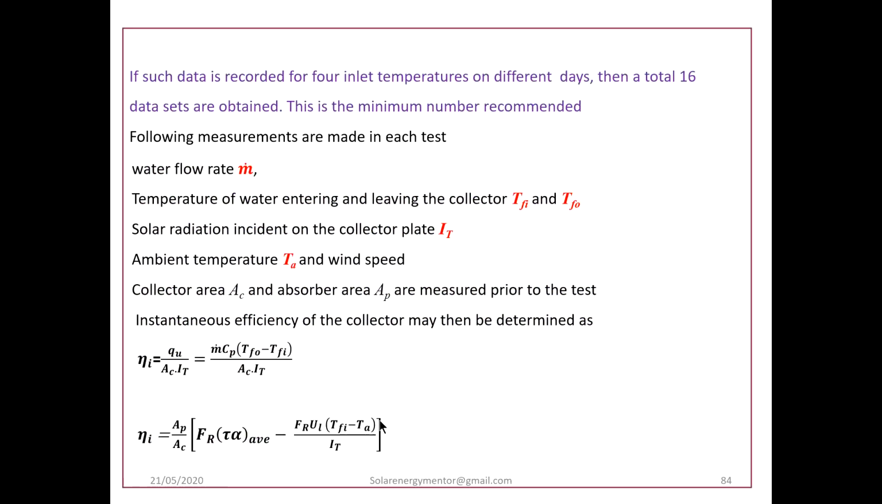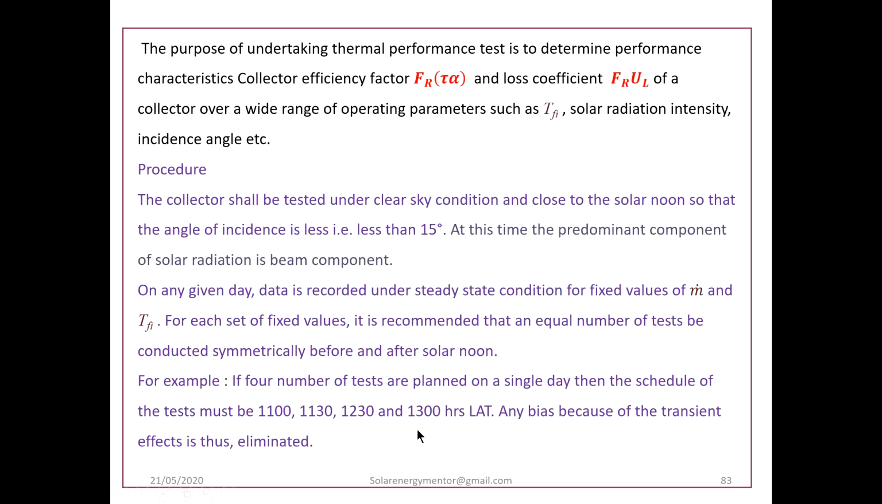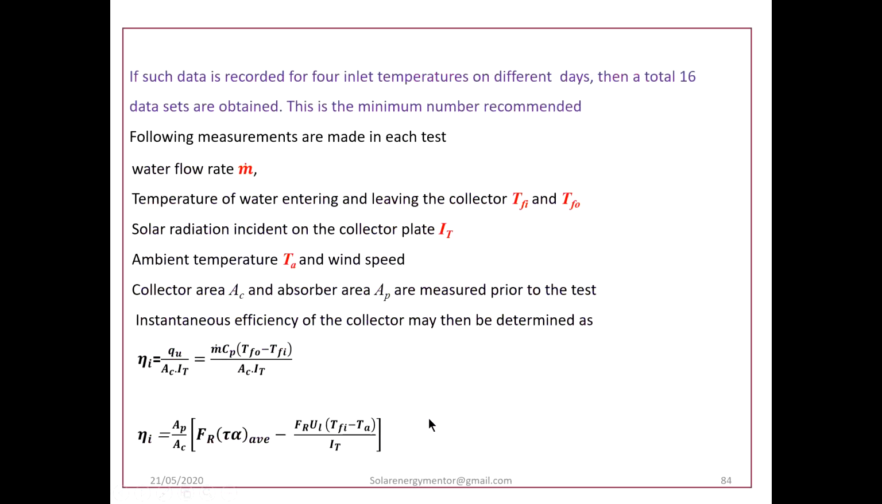Now if such data is recorded for 4 inlet temperatures on different days, then a total of 16 data sets are obtained. For example, 4 tests per day, and then for 4 inlet temperatures on different days. So if we take these readings for 4 days, then a total of 16 data sets are obtained. This is the minimum number of data sets recommended by the Indian standard.